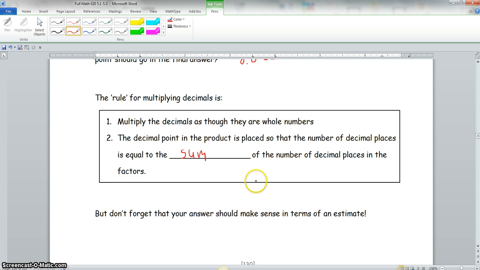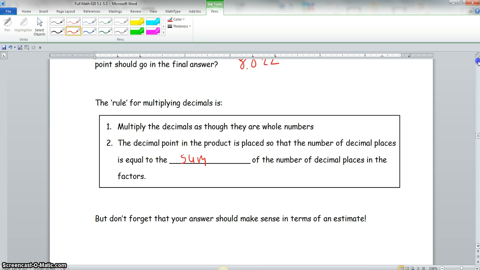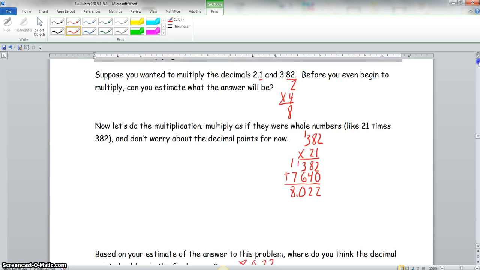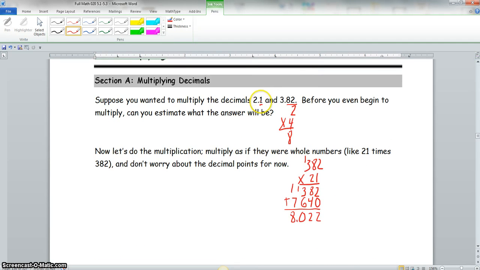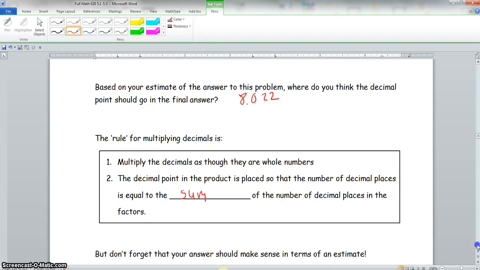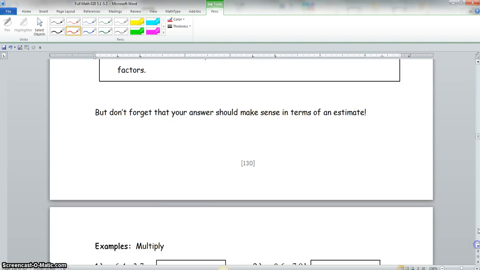Remember, it was 1 in the first problem. We can go up here. 1 in the first factor. And it was 2 in the second factor behind the decimal. So it was 1 here and 2 here. And we took their sum, and that gave us 3. So that's why we had 3 digits behind the decimal. Now, it says here, but don't forget that your answer should make sense in terms of an estimate.